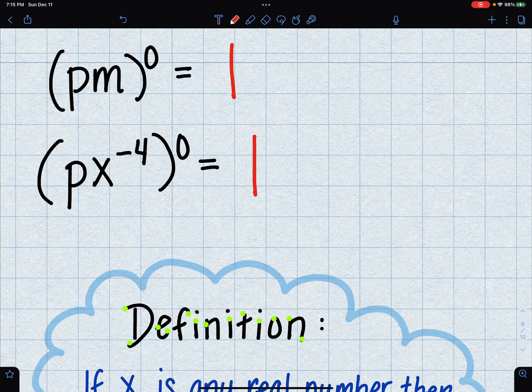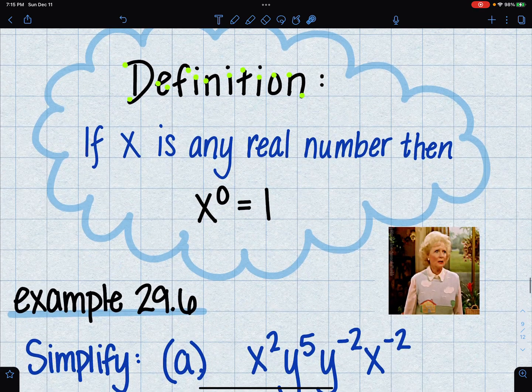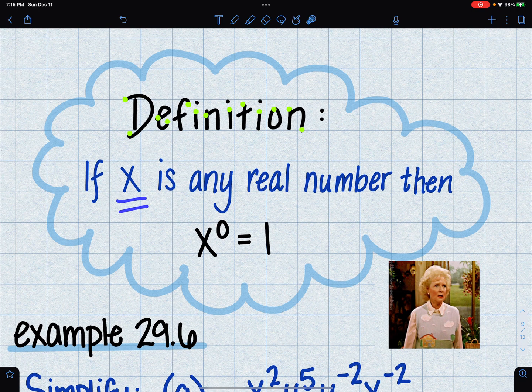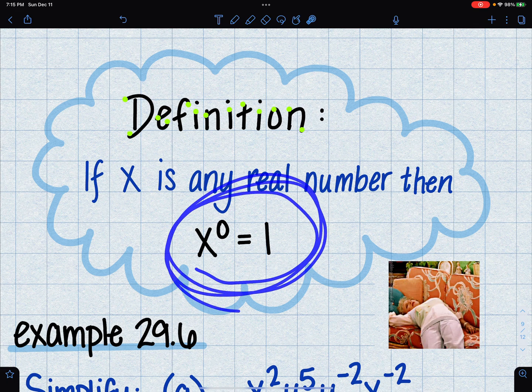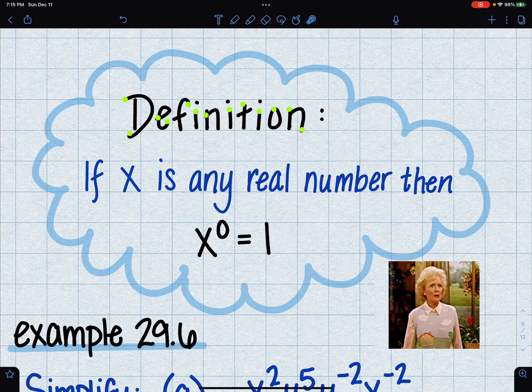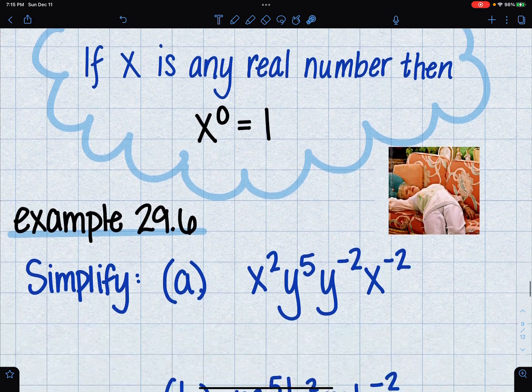So a lot of times the first thing that you're going to do is look for this 0 power in a problem, because if it's there, you can just cross that all out and make it a 1. And it makes it so much easier. Some of those complicated problems will become very simple. Here's the definition. If x is any real number, then x raised to the 0 power is 1. This is in a thought cloud. You have to just memorize this concept. Anything raised to the 0 power is 1.